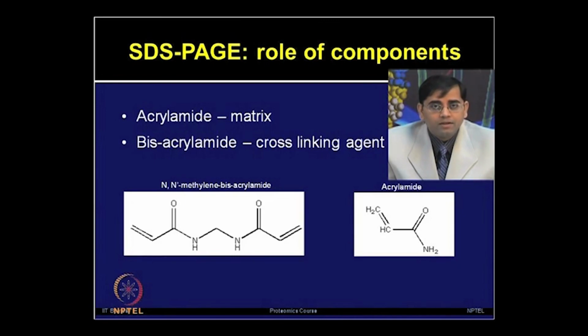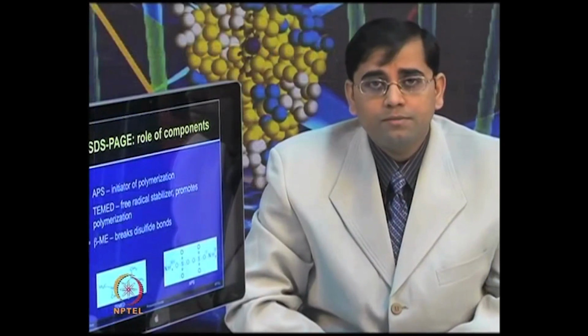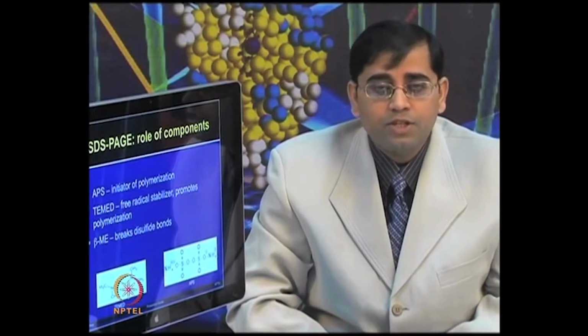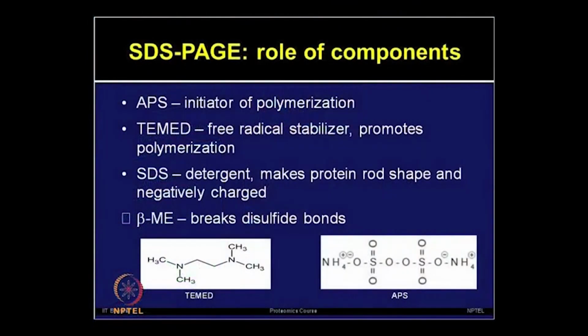You need to add a few more reagents, which include APS or ammonium persulfate, which initiates the polymerization process. TEMED is a free radical stabilizer; it also promotes the polymerization of the gel. Beta mercaptoethanol is not used in making the gel, but for your protein treatment to break the disulfide bonds.